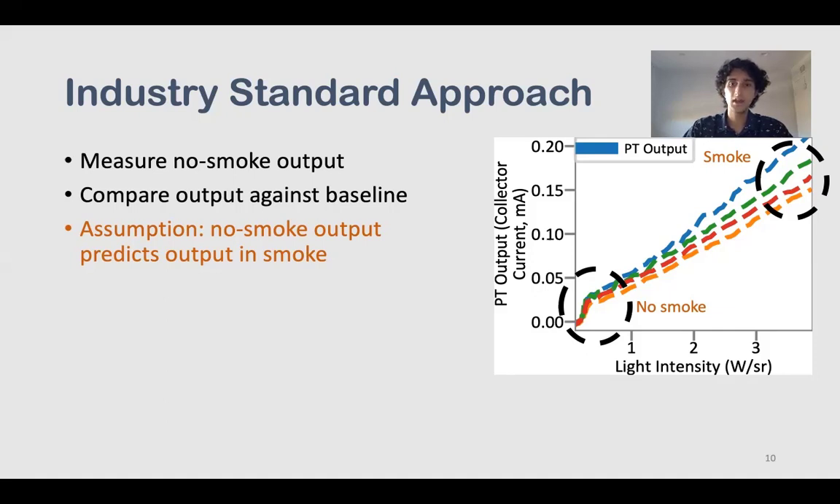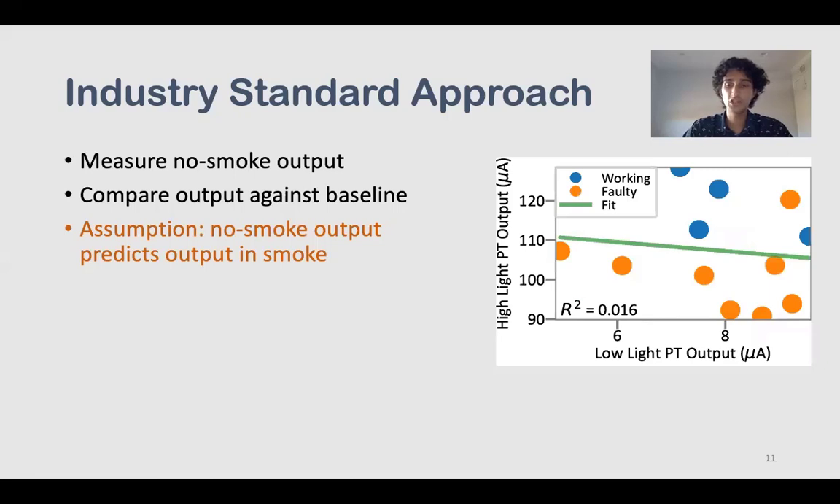To illustrate this, this graph shows the relationship between the output of a phototransistor in low light on the x-axis versus in high light on the y-axis. Each point corresponds to the output of one single phototransistor. And the assumption of the industry standard approach is that you can use the values on the x-axis in order to predict the values on the y-axis, i.e. you should be able to tell just from the output absent smoke, or in low light, how it'll behave in the presence of smoke, or in high light.